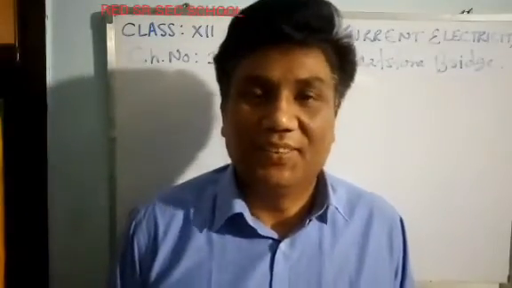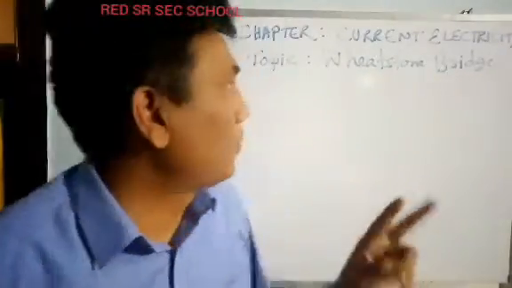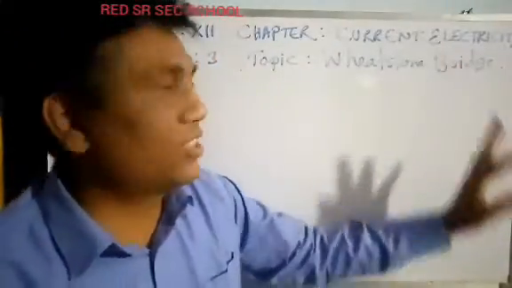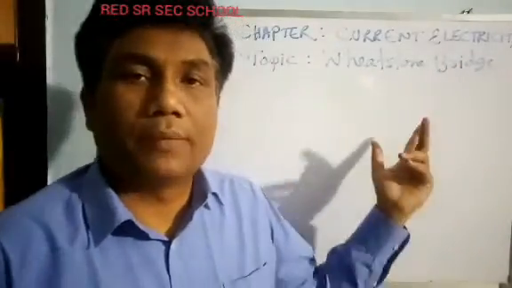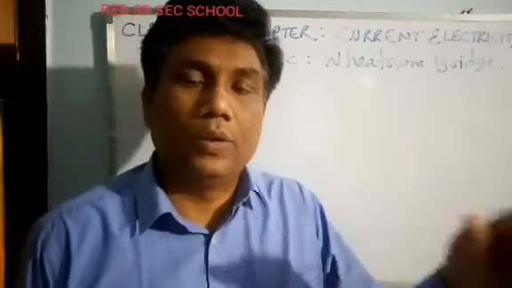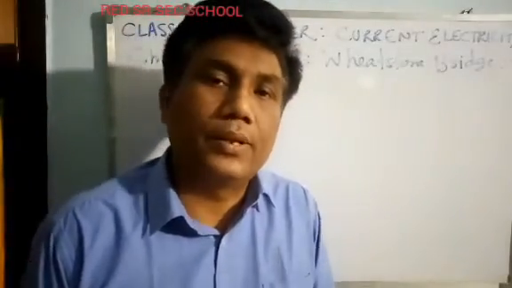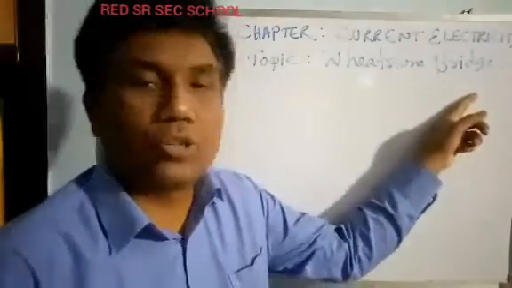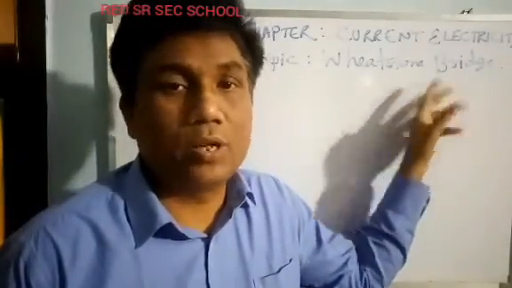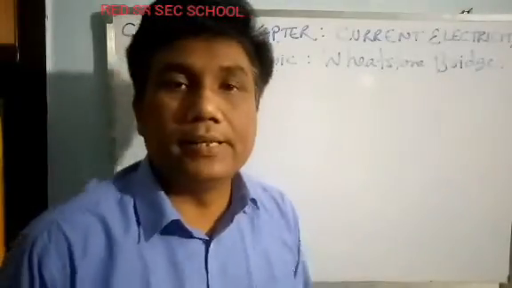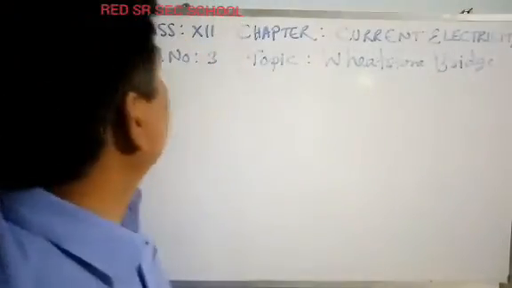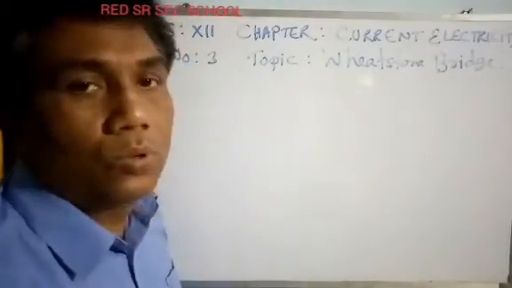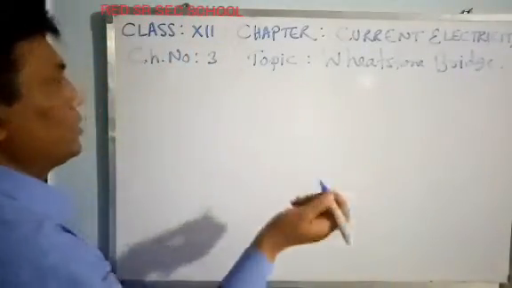Fine. Good. Today our topic of discussion is Wheatstone Bridge. It is from the current electricity chapter, and after Wheatstone Bridge, we'll be going to the meter bridge. The meter bridge is also based on the principle of the Wheatstone Bridge only, so we have to understand this part very clearly. This is from chapter number 3 of class 12. Topic is Wheatstone Bridge.